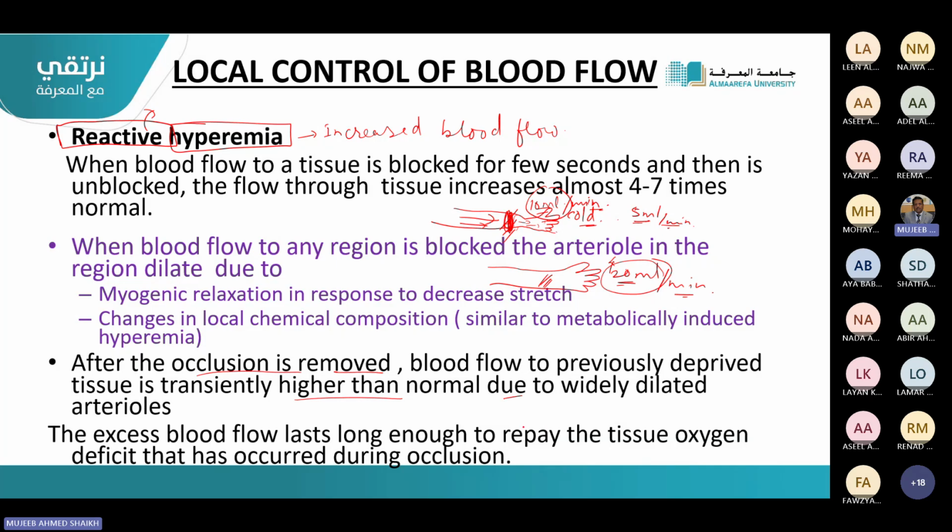Why will it increase to 20 ml? To repay the tissue oxygen deficit, because oxygen supply to this area becomes less when it was tied. Now there may be too much CO2. So to wash out this CO2 and to compensate for the loss of O2, the blood flow will become more than normal, more than the resting condition. This is called reactive hyperemia.